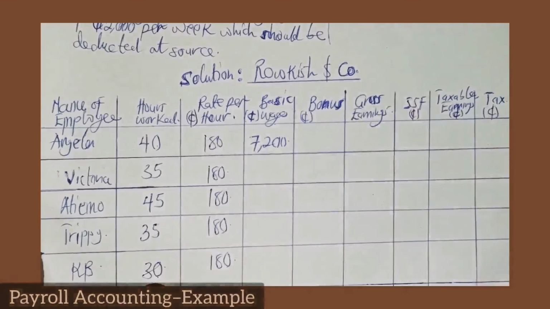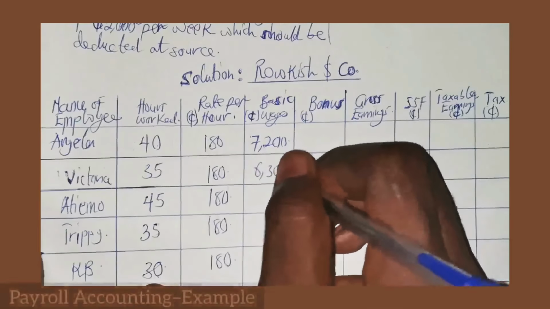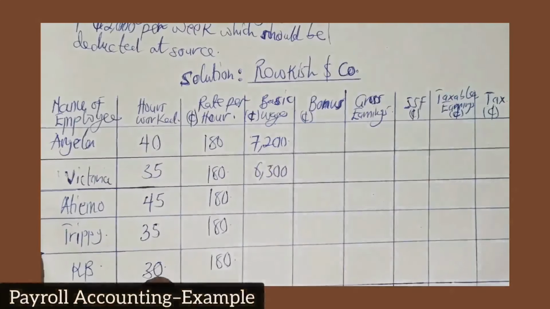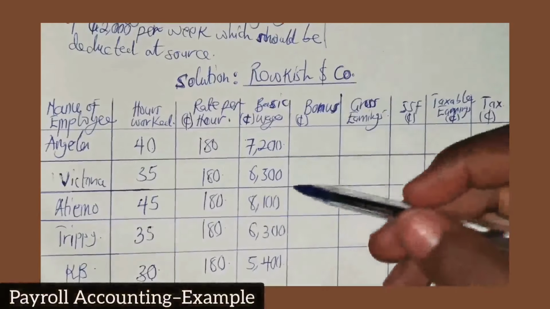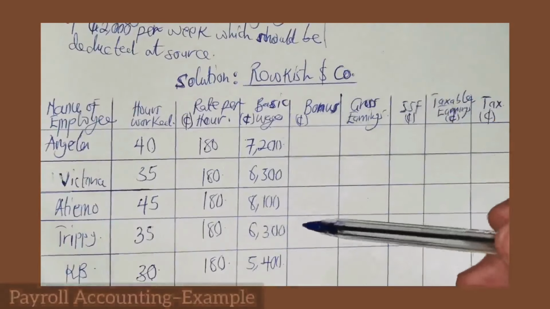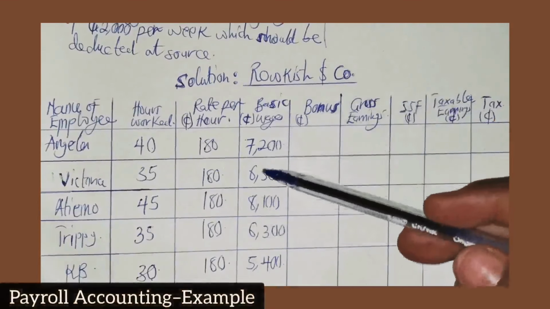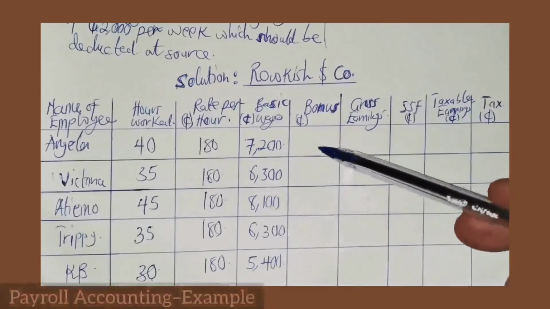The same goes for Victoria: I have 35 multiplied by 180, and I had 6,300. The rest are going to follow the same pattern, so fill yours as I'm filling mine. These were my figures. When I calculated, this is what I had for the wages. I hope you also had the same thing. All right, so let's move on to the bonuses.